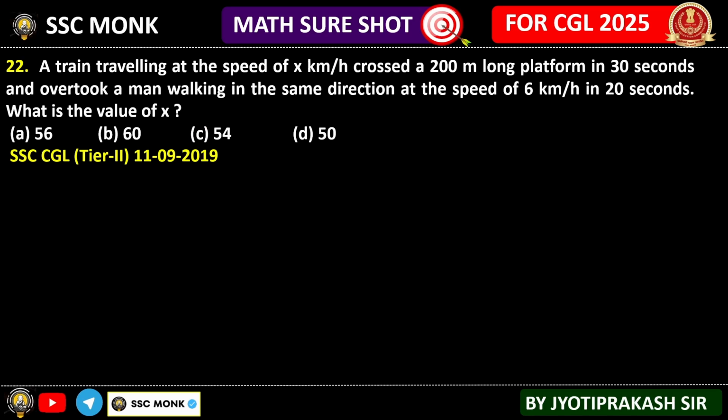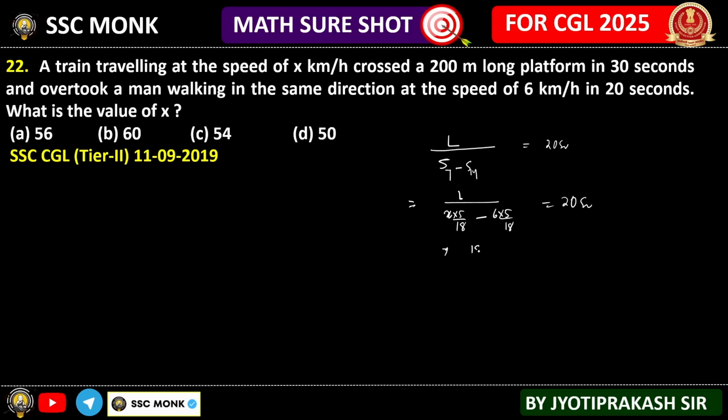Next, a train traveling at a speed of x km per hour crossed a 200-meter long platform in 30 seconds and overtook a man walking in the same direction at the speed of 6 km per hour in 20 seconds. What is the value of x? Now see, when it is crossing a man, total distance is equal to length of the train divided by relative speed, same direction means speed of train minus speed of man, that is equal to time 20 seconds. Done? Sir, length divided by speed of the train x km per hour. So x into 5/18 minus 6 into 5/18, because everything is in meter per second, that is equal to 20 seconds.